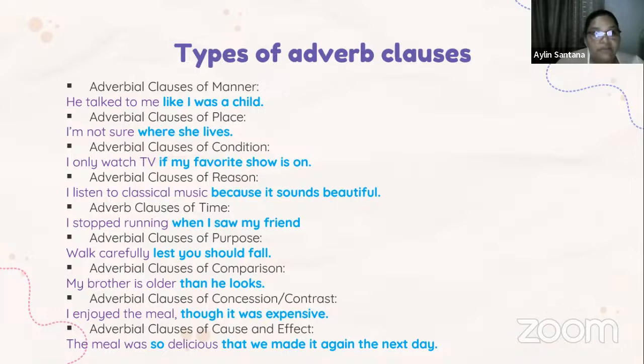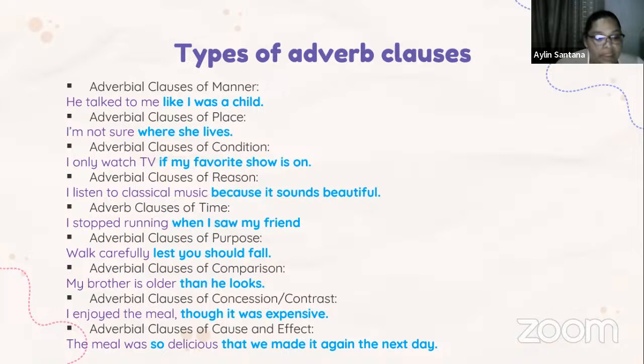And the case of adverbial clause of concession. In an adverbial clause of concession, the writer acknowledges or admits a factor that modifies the main clause, and the concession adverb clause has a comma separating two independent clauses that contrast with one another. Okay, so they usually begin with although, even if, even though, while, or whereas. For example, I enjoyed the meal, comma, but it was expensive.